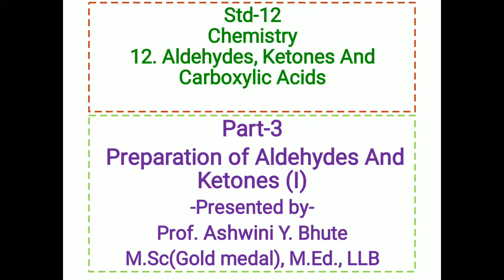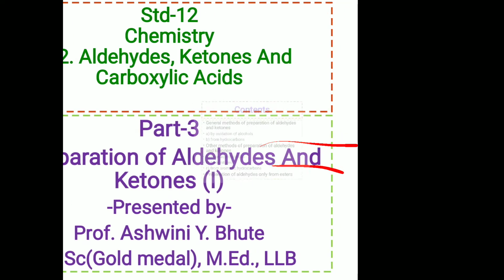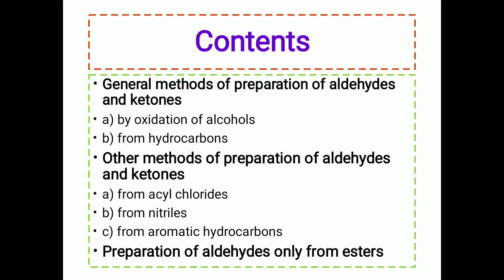Then, in the second part, we studied their nomenclature, either by common names or by IUPAC nomenclature. Now in this part we have studied the various methods for the preparation of aldehydes and ketones. There are various methods, but out of these we have studied mainly three methods.